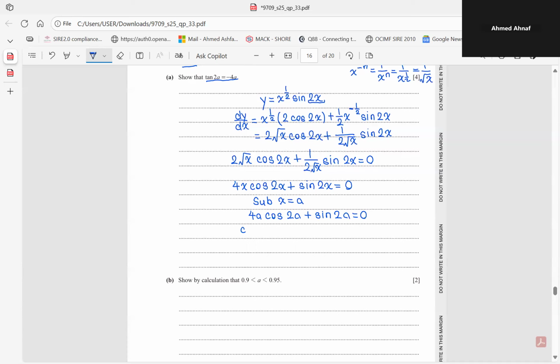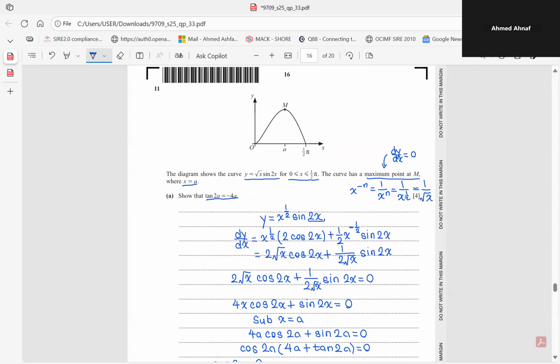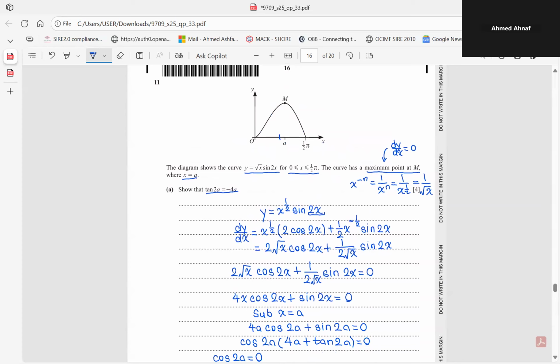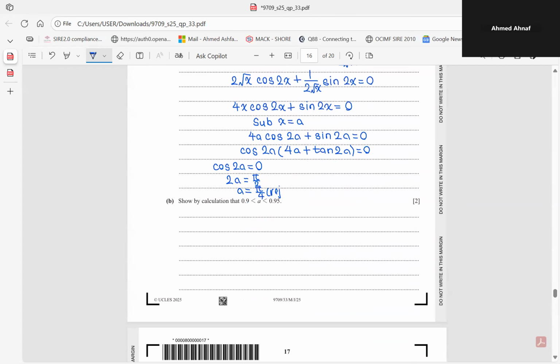So let's factor out the cosine 2a. You'll get cosine 2a times 4a plus tangent 2a equals to 0. And hence, cosine 2a is equals to 0. And 2a would give you pi over 2. And a would be pi over 4. However, if you look back at our diagram, pi over 4 would be the halfway point here, okay, which m is definitely not, so we're going to reject this.